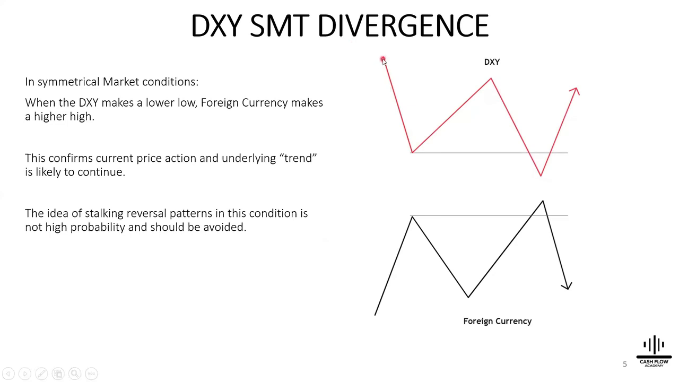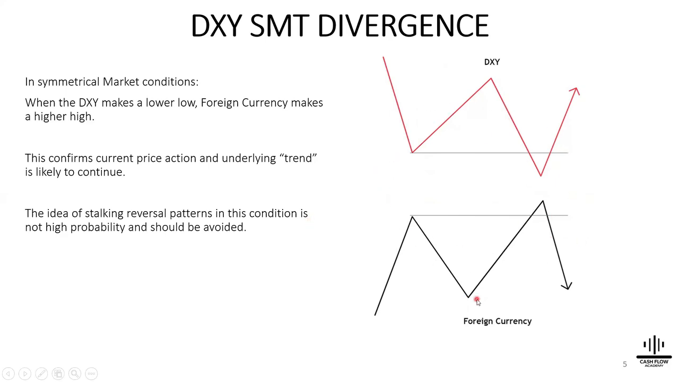First of all, I would like to explain to us when there is symmetry in the market. So we know that dollar index is a measure of the strength of dollar against foreign currencies. So if it is trending downwards, we want to see foreign currency going upwards. So we can see that dollar index made a lower low, taking out the previously formed low. So we want to be seeing a foreign currency making a higher high to take out the previously formed high. So this here is a symmetrical market condition.